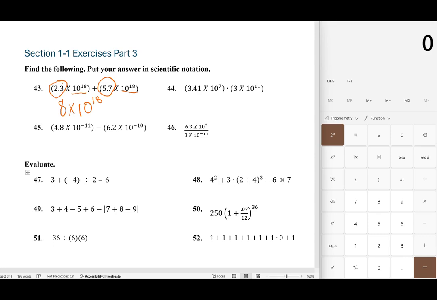Just like with fractions, where you keep the denominator the same, you keep the exponent the same when you add or subtract these numbers. I'm going to skip 44 because I want to look at 45 while we're talking about adding and subtracting. We'll come back to 44 and 46.